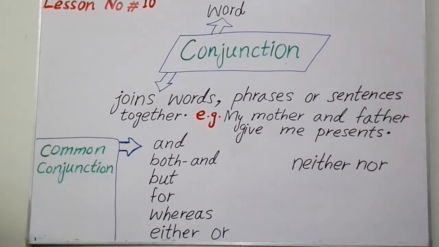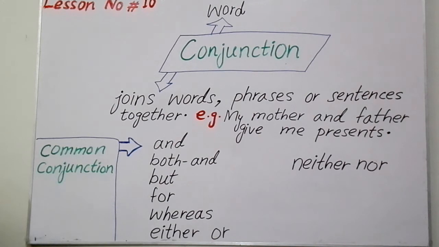For example, here are other conjunctions: for, whereas, either or, neither nor. These also join two sentences or two phrases. What are phrases? Phrases are a group of words. When we talk about the conjunction for, there is an example: he studies hard for he wants to be a doctor. And whereas: I enjoy singing whereas she doesn't.